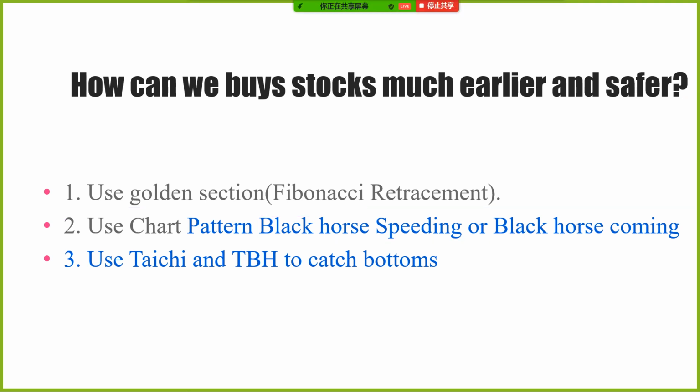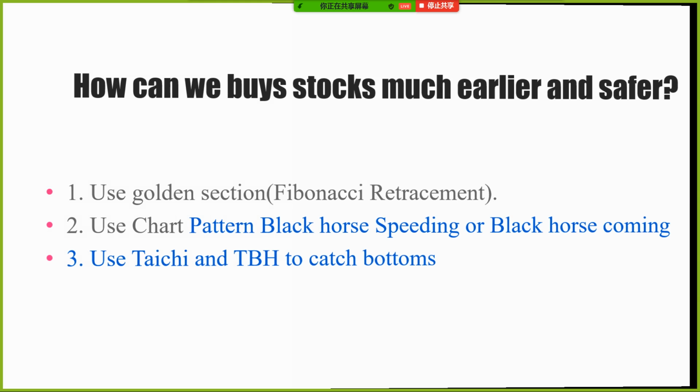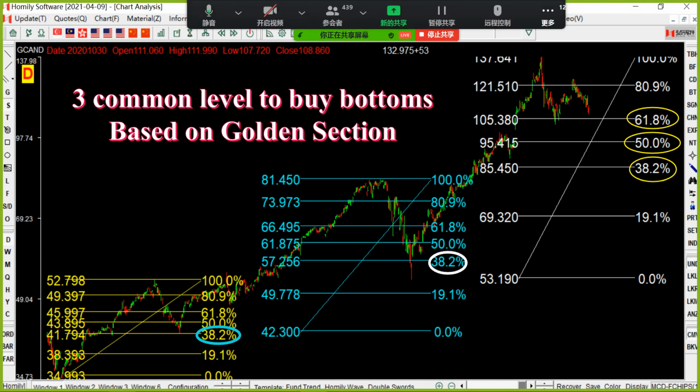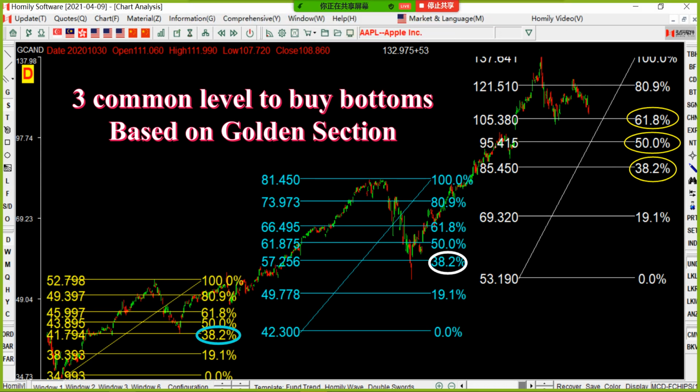Now let me show you this way. I think it's very important for investors and traders. I'm sure you will benefit from these three factors. Number one, I remember around early September, I used the chart to show my members how to use Fibonacci retracement or golden section to predict the potential target price to buy for Apple Group.